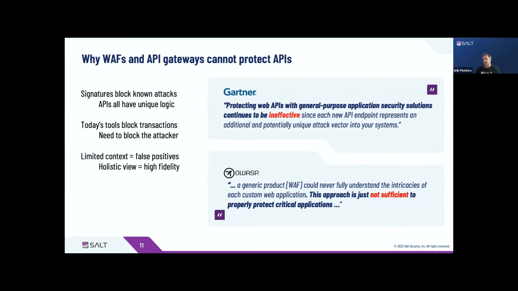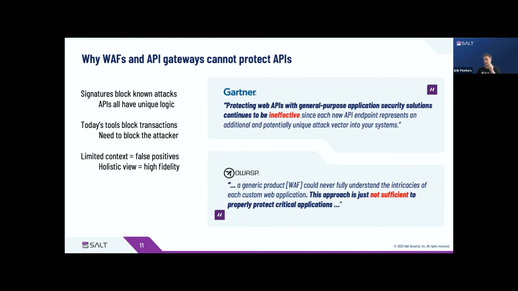And Salt is not the only one that says that the WAF and the API gateway cannot protect those APIs. It has all to do with the architecture of those devices. These are more proxy-based, signature-based solutions that can look at one packet at a time. So they can't really correlate. They can block the known attacks, but all these APIs have a unique logic. So how can you know about it?